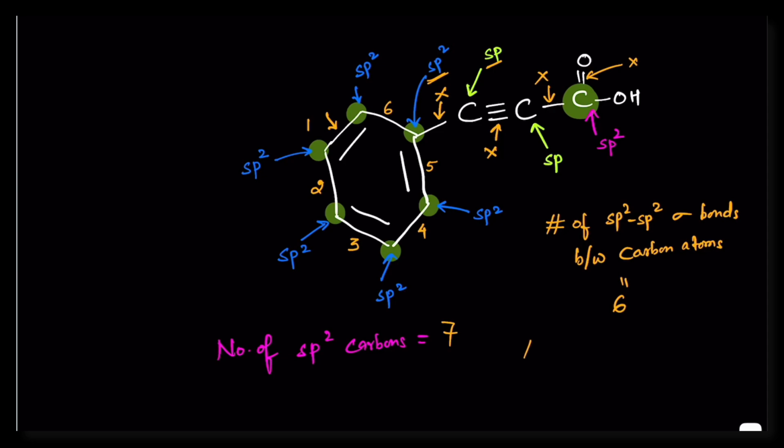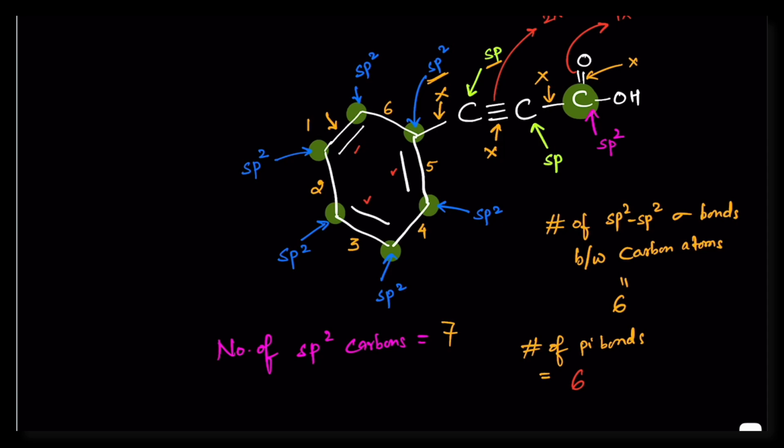You can also be asked the number of pi bonds. It's easy to see that there is a pi bond here, then a second pi bond here, and a third pi bond here, 3. Then we have 2 pi bonds here, so 5, and another pi bond here. So we have a total of 6 pi bonds.